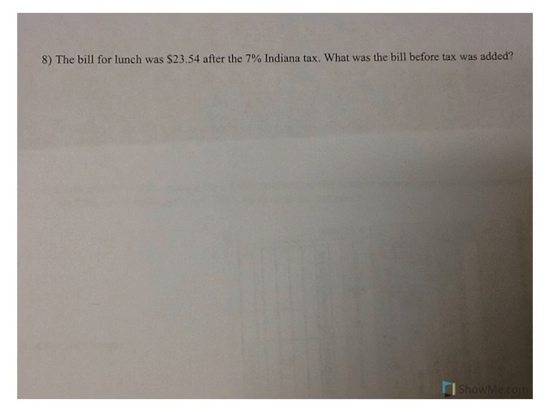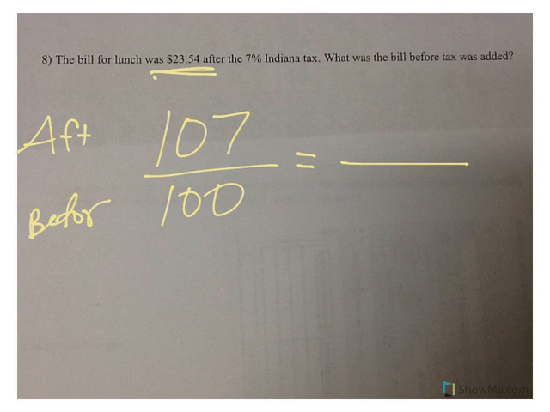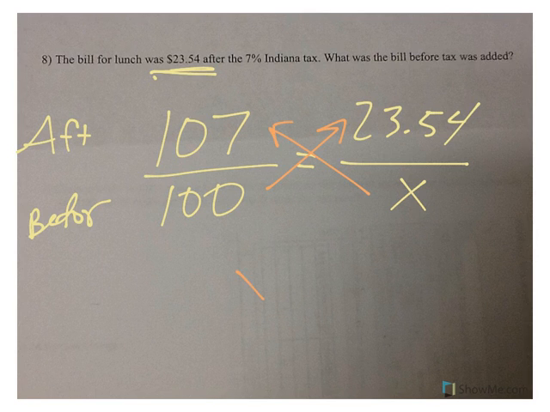Number 8, the bill for lunch was $23.54 after the 7% Indiana tax. What was the bill before tax? So after tax, before tax. Well, before tax was 100% of your bill. Then you pay the 7% sales tax, which is added on top of your food item. And the bill was $23.54 after tax. We're trying to find the price before tax. So, again, we cross multiply and divide, and we end up with $22.